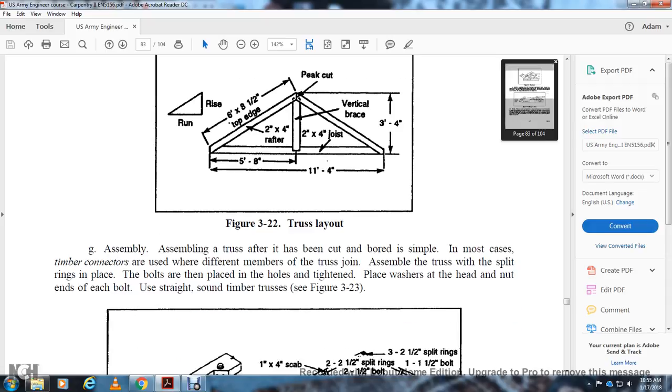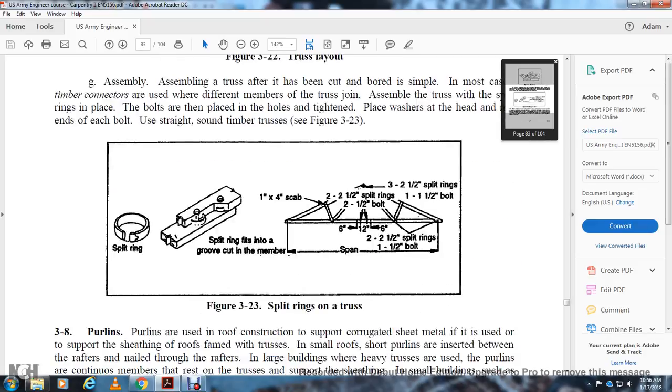When assembling a truss that has been cut, the boards must be cased, with the timber connected to the different members of the truss by joints. Then assemble the truss, split with the rings and plate with the bolts, and plate with the holes and fasten in place, with a washer under the head and the nut on each end of each of the bolts, using straight, sound timber. The trusses are shown in figure 323, which shows the split ring fastening in the groove cut of the member to span, the split rings and 1.5 inch of the member boards.